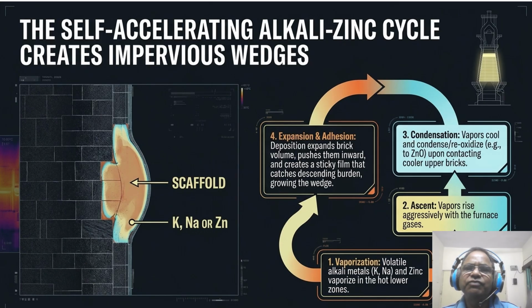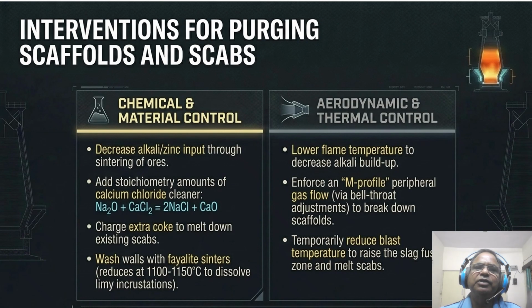This is not just a flow issue, it's a structural threat to the furnace lining. So if you don't control your alkali input at the sinter plant, the furnace will eventually build its own internal dam. So once we have identified this accretion, how do we get rid of it? Our next slide is about intervention for purging scaffolds and scabs.